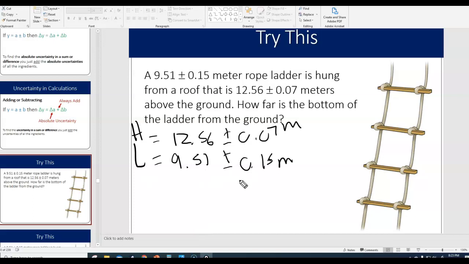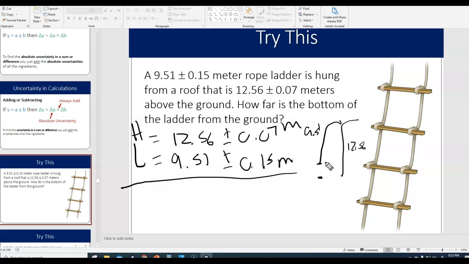Then it says how far is the bottom of the ladder from the ground. Of course we would find this by subtracting, right? I can maybe try to draw a picture here. If the roof is 12.56 meters and there's a rope ladder, sorry for my bad drawing, that is only 9.51 meters, in order to find the gap between the ground and the bottom of the ladder, you would just subtract those two.